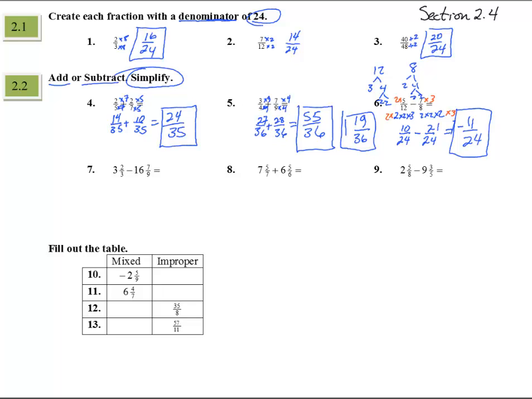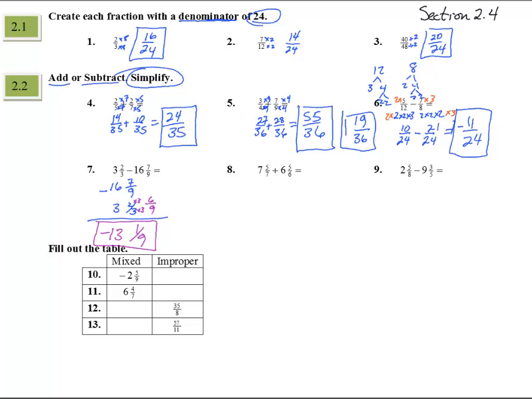Number 7, 3 and 2/3 minus 16 and 7/9. We always subtract with the stronger one on top, 16 and 7/9, and we're subtracting 3 and 2/3. We need a common denominator here. 3 goes into 9. So we're just going to change this, times it by 3, times it by 3 to make it a 9 on the bottom. We get 6/9. 7/9 minus 6/9, that's 1/9. And 16 minus 3 is 13. And stronger one wins.